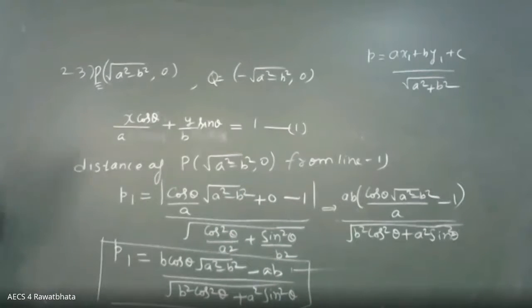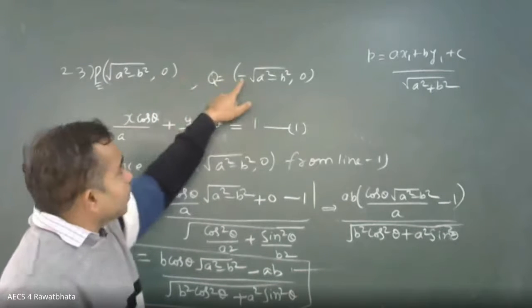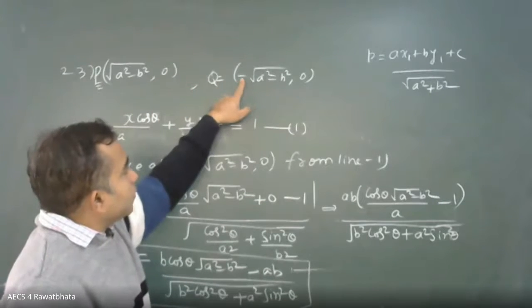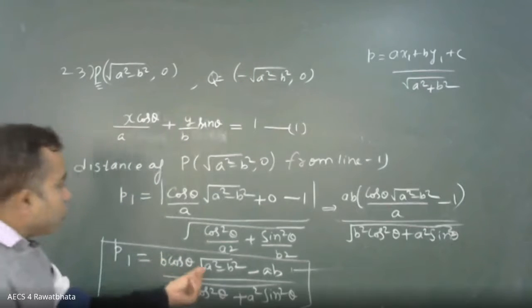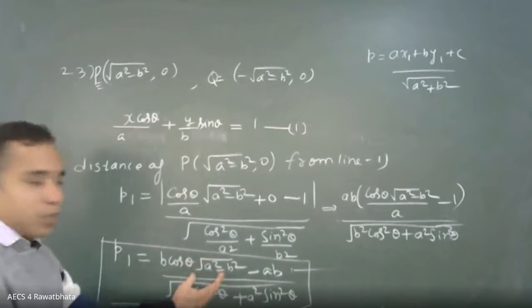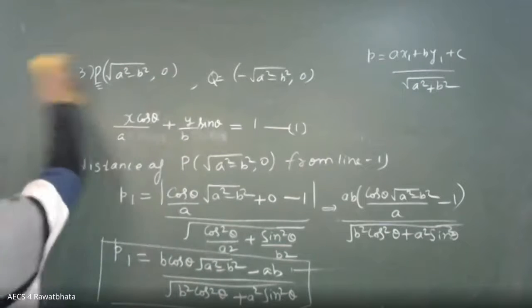Similarly, we can write the other one because the point Q coordinates are quite similar. Only thing, in place of this root a square minus b square, here it is minus root a square minus b square. So just in place of this root, you write minus root of a square minus b square, and that will be P2. So writing directly using similarly.